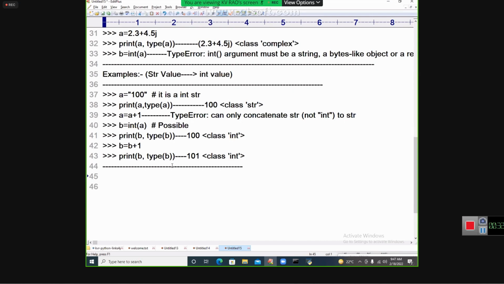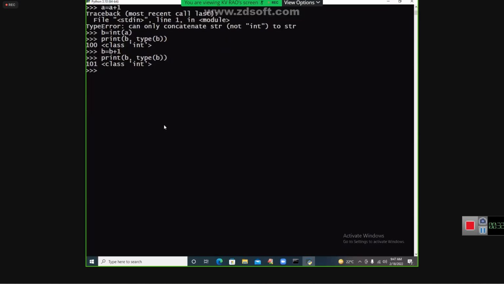What is it? Now take it. a is equal to KVR within the double quotes. It is called pure str. Now, these all come as MCQs in interviews. Come on now. Print of a comma type of a. It is KVR, a pure string. Now I am trying to convert it into integer.